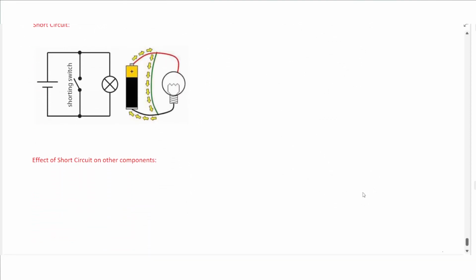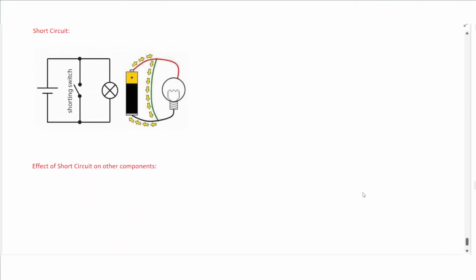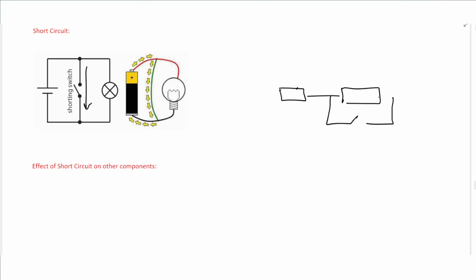The last part in this chapter is about short circuits. If you connect anything in parallel with a component and that thing is with zero resistance, the current only flows through the zero resistance and the component does not work. So if you have 2 resistors and you have a switch in parallel with one of them, and there is a battery.